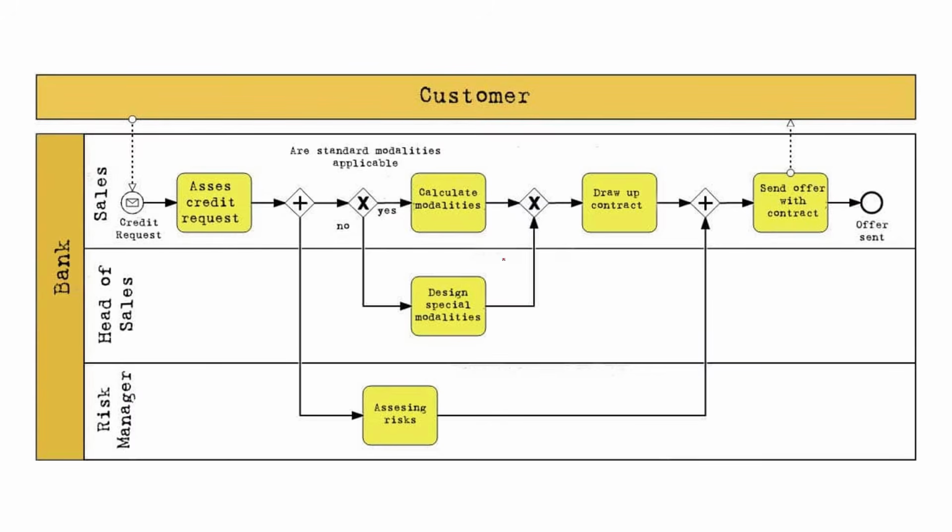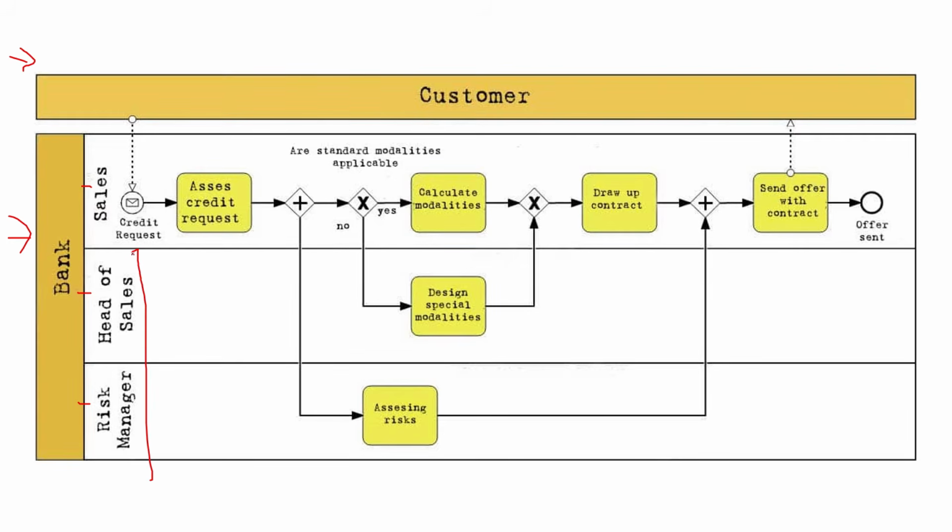Let's move on to the next, also fairly easy one. So the first thing, as I've mentioned, is always look out for pools and lanes. We can see here, there is a pool, customer, and here is one, the bank. So we have 2 organizations, 2 processes coexisting. And within the bank, we have sales, head of sales, and the risk manager as roles here in lanes. Okay, again, I'm looking for start and end events.